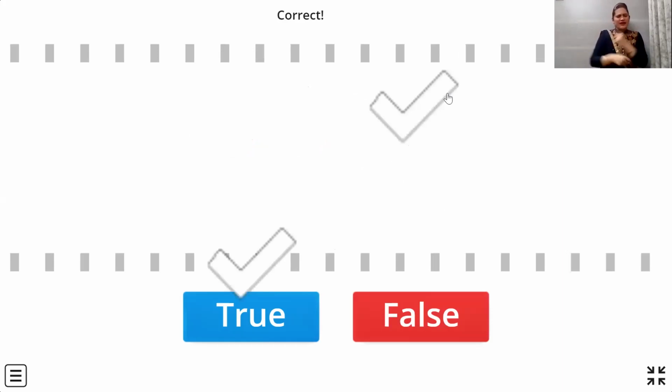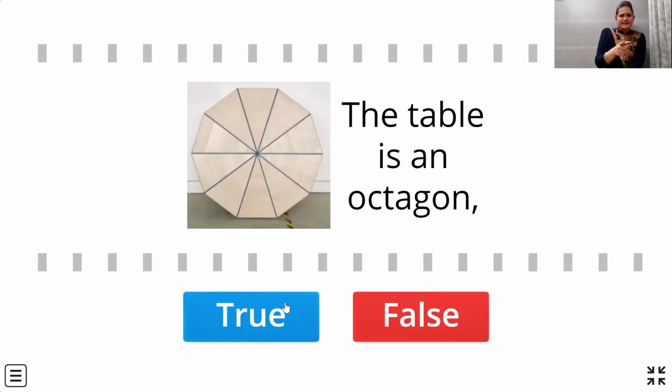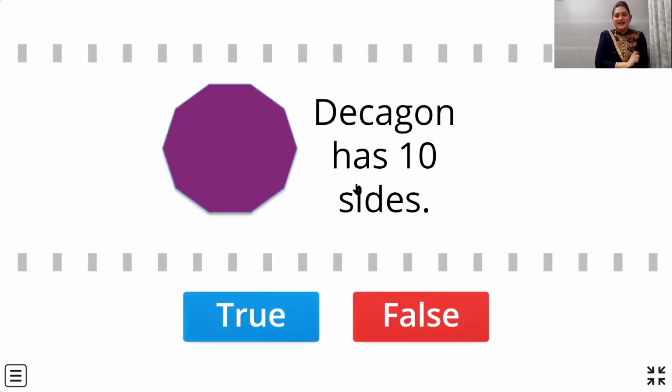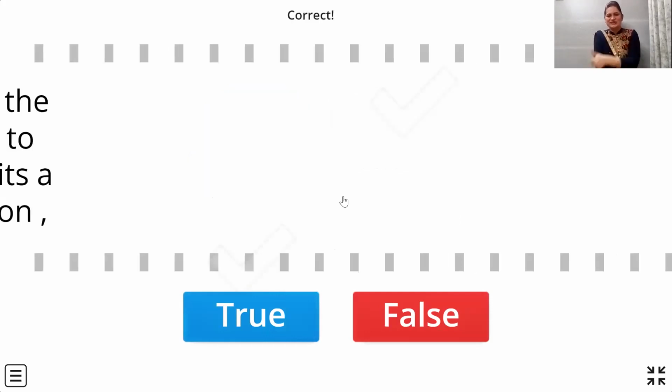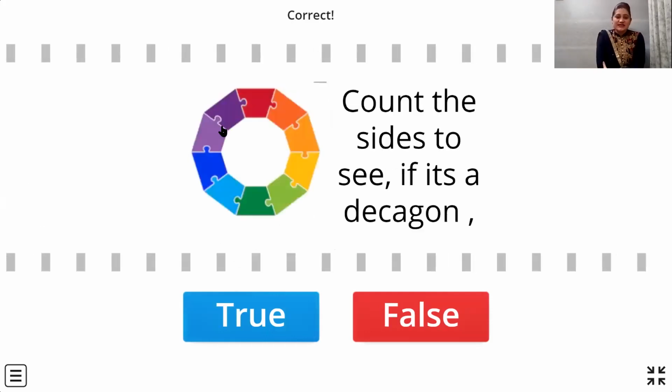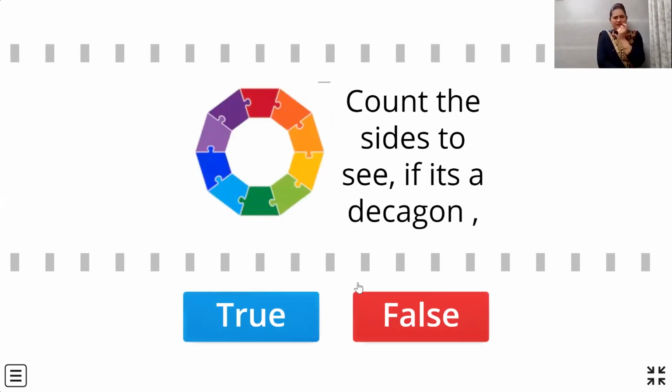And now let's play it very fast. Come on, children. The table is an octagon. Ding, ding, ding, ding. Yes, I think yes. Oh, oops, we got it wrong. Oh, children, we have to be very careful. Now, decagon has 10 sides. Yes, true. Count the sides to see if it's decagon. No, I don't think so. Can we make it true or false? I think false. Oh, we got it wrong. Remember, children, we all have to count and check.